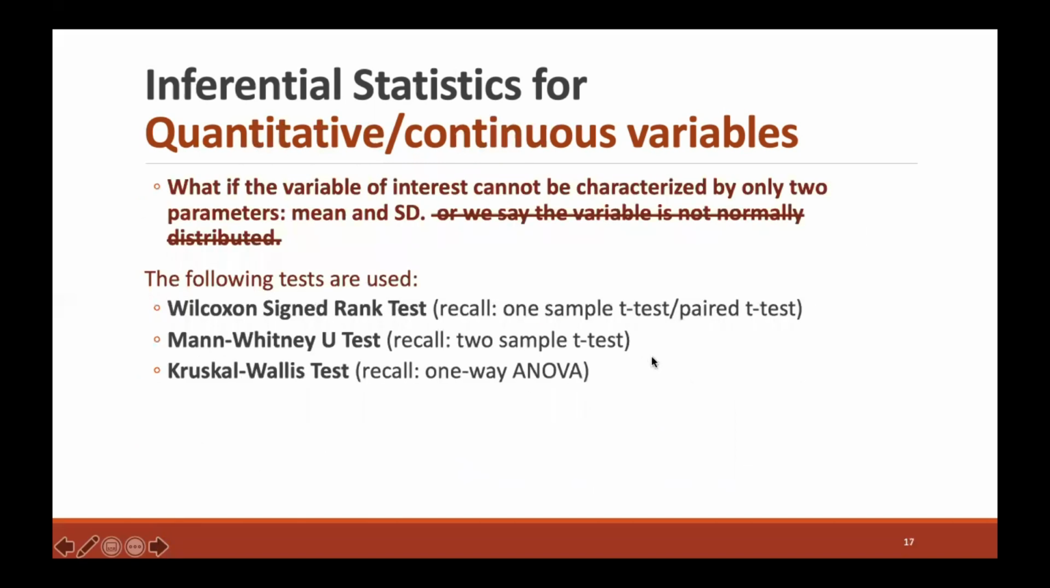Then what if we have a continuous variable, but our data is not normally distributed? Then we have to use these non-parametric tests. The first one, Wilcoxon signed rank test, is similar to one sample t-test or paired t-test. Then the Mann-Whitney U-test is similar to two sample t-test. The Kruskal-Wallis test is similar to the one-way ANOVA test.